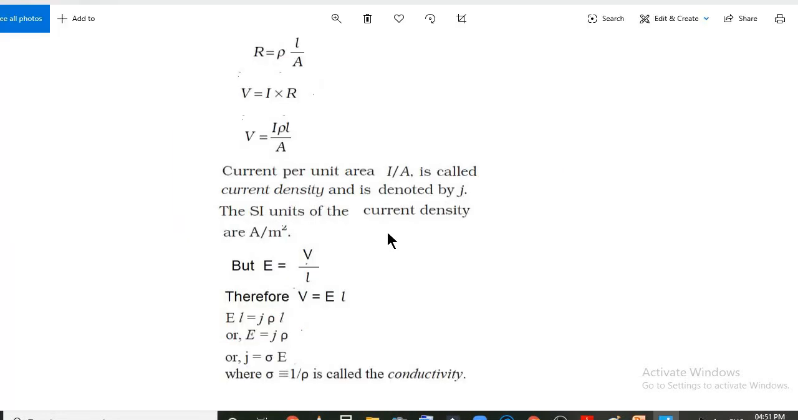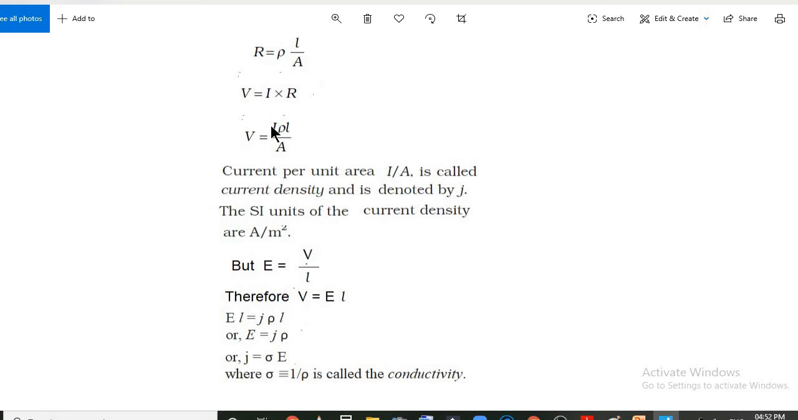See, from here you can write a question: show that J is equal to sigma E. Then you can start from here. Resistance R is equal to rho L divided by A. What is rho? Rho is resistivity, you know. Now, by Ohm's law, V is equal to I into R. Therefore, V is equal to I into rho L by A.